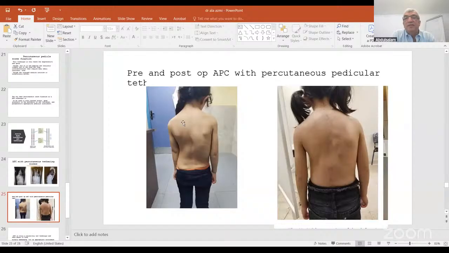And here with this girl, she had more than 65 degrees Cobb angle. And you can see her much better after the APC. And you can see the small incisions for the pedicle screws that were put percutaneously above and below the most wedged vertebra.